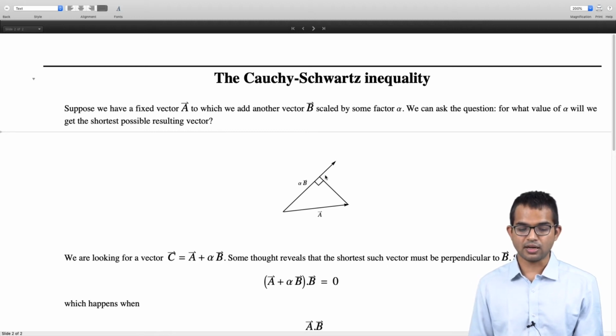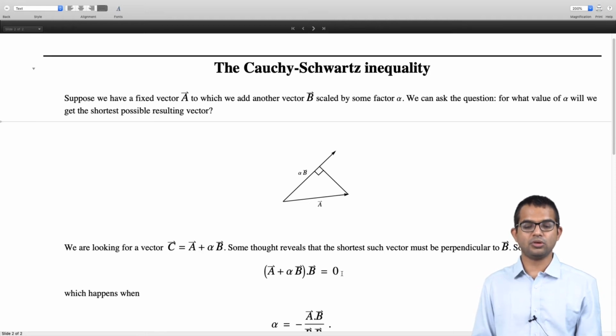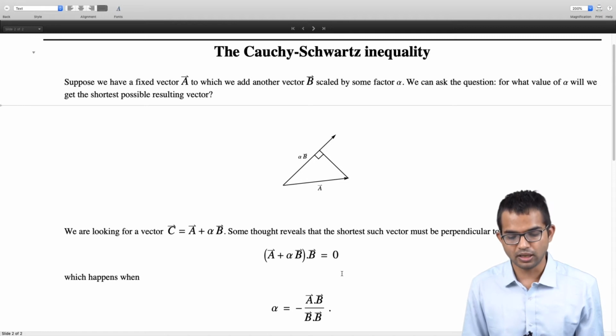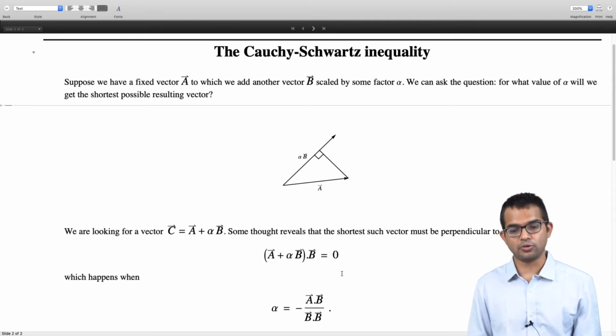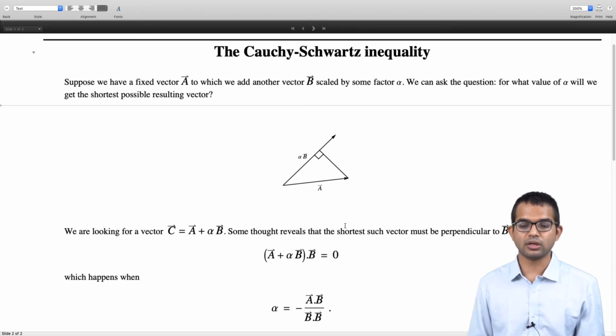So let me write down this condition. If I want to find alpha such that A plus alpha times B is going to be perpendicular to B, how do I do this? I know how to do this now. I just take the dot product of A plus alpha B with B, and then I just put it equal to 0. And immediately this gives me alpha is equal to minus A dot B divided by B dot B, right? If I can choose alpha to be this quantity, then I'm going to be able to get the smallest possible vector that I can form as a linear combination of A and B, right?